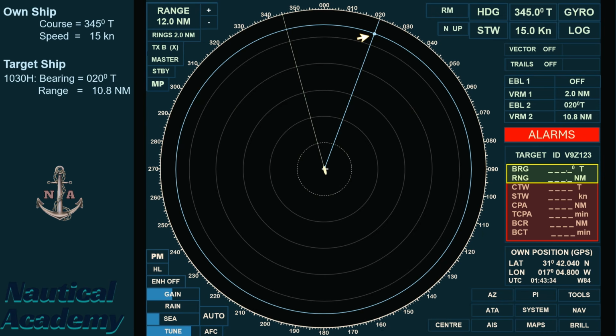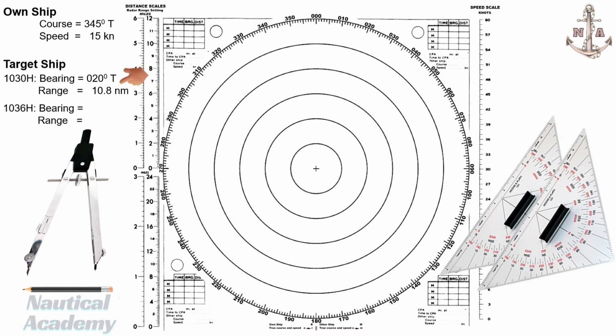A single observation is not enough to determine the target's course, speed, CPA, and TCPA. A second observation, taken after a known time interval, is required. In this scenario, we will use the 6-minute rule. While waiting for the 6-minute interval to elapse, let's plot our first observation on the radar plotting sheet.